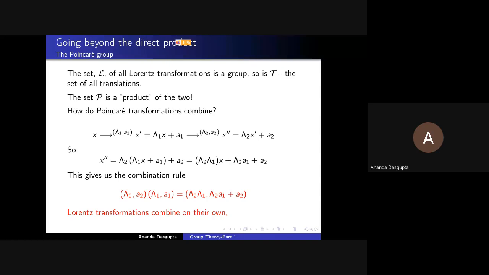Two distinct groups combining together to form a bigger group, but the bigger group is not such that each group just works on its own. Can anybody give me an example? Can anybody guess an example?